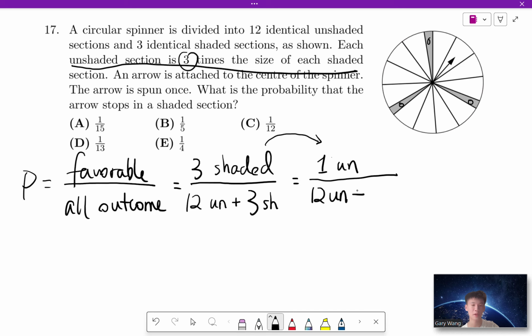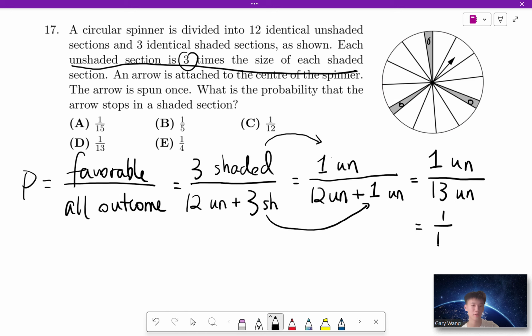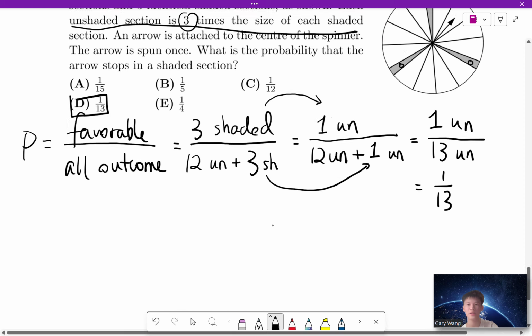And the denominator will be 12 unshaded sections, that doesn't change, and these 3 shaded sections would also be converted into 1 unshaded section. So the fraction would be 1 unshaded section over 13 unshaded sections at the bottom. So the fraction would be 1 over 13. So D would be the right answer.